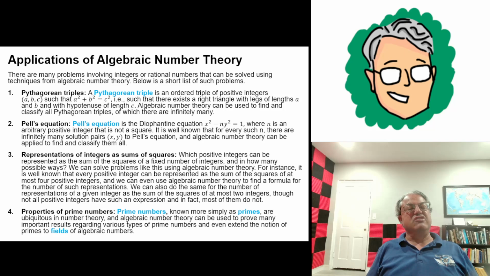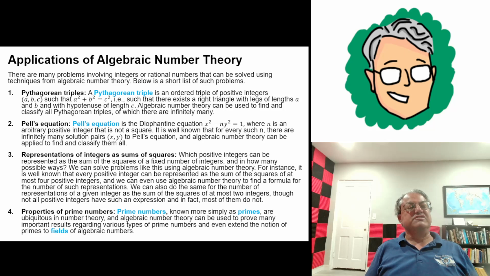And it turns out we can use algebraic number theory to find all of them. It's pretty easy to do using algebraic number theory. I don't think you have to use it; there are other ways. I think you can do it using elementary number theory, actually, but it's a lot easier and more straightforward if you use algebraic number theory to classify all Pythagorean triples.